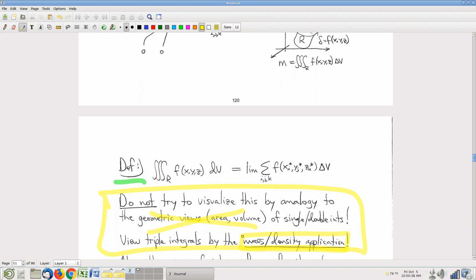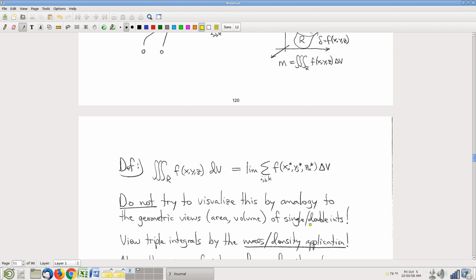Right? And so, better than stuff like probability. I don't know, it's kind of hard to put your hands on probability. How do you see probability? That's tough. I have no intuition for probability. It's not something I can feel. Mass is something you can kind of feel. So this is where I hang my hat on triple integrals, and I encourage you to consider the same.